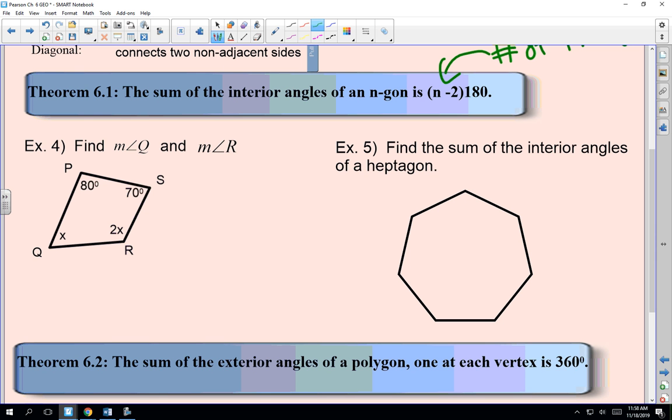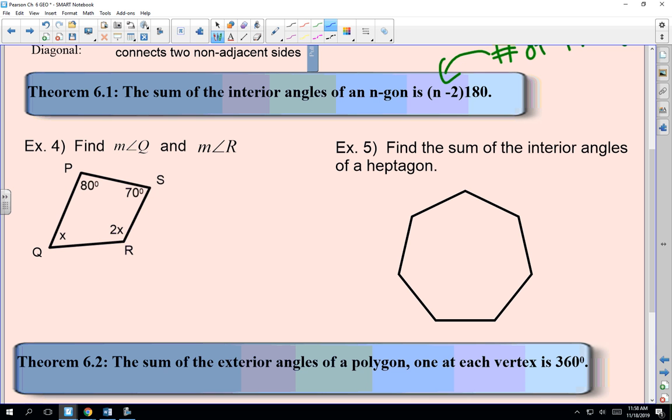So with that in mind, things are going to change a little bit. We've set things equal to each other, or added them up to equal 180. But this time we've got a little different story. It says find the measure of angle Q and the measure of angle R. What's the truth about all the angles in the quadrilateral? They don't equal 180. Yeah, you add them up to equal 360, and that's it.